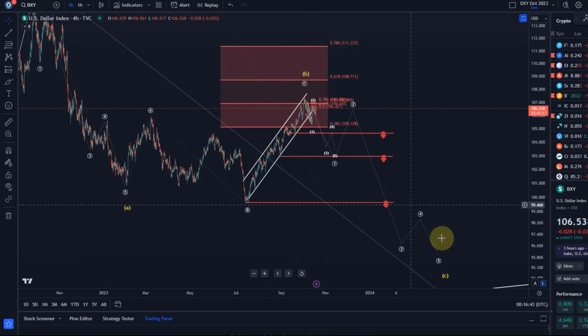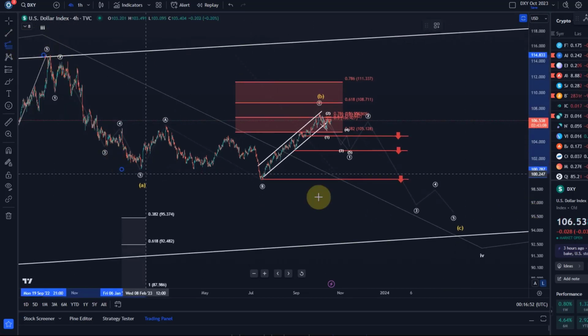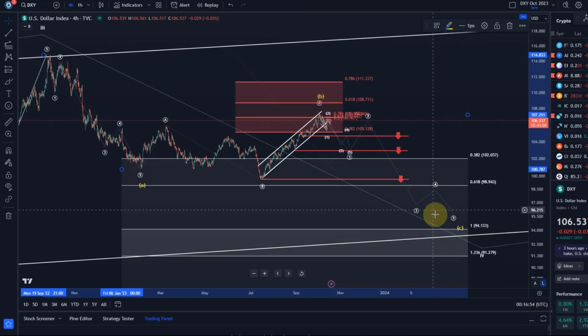The C wave eventually should take us down to the low $90 region. We can calculate that by using the Fibonacci extension tool. We take the length of the A wave, we go to the high of the B wave, and then $94 is certainly a target to watch, the 1-to-1 ratio.